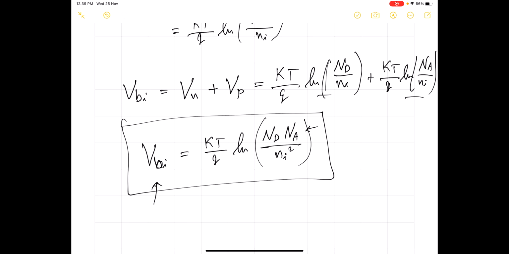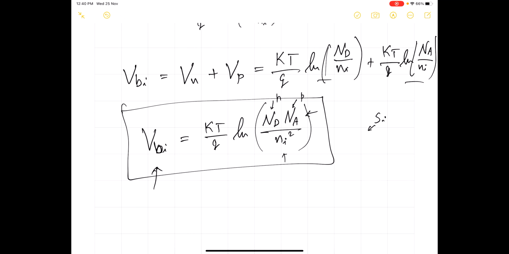Na is the acceptor carrier concentration in the p type, and Nd is the donor carrier concentration in the n type. Ni is the intrinsic carrier concentration of the semiconductor we are talking about. If it is silicon, Ni comes from silicon's properties, whereas the external doping determines the values of Na and Nd, and depending on this relation we can calculate the built-in potential energy Vbi.